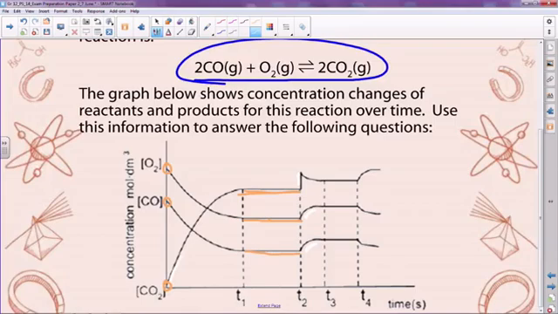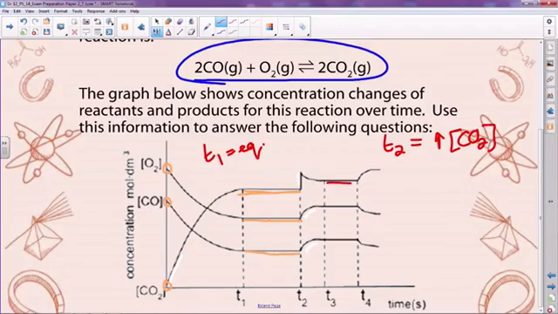So I added in, so we're going to write a little note for ourselves. At T2, we probably increased the CO2. Okay, that's my thought. T1 is equilibrium. At T2, we added in CO2. We get to T3, and look here, it goes straight again. So at T3, I reached equilibrium again. And now at T4, there's no spikes.